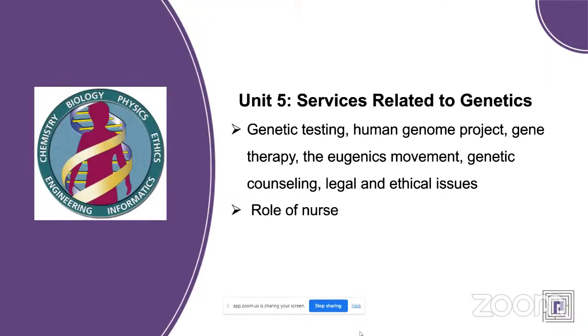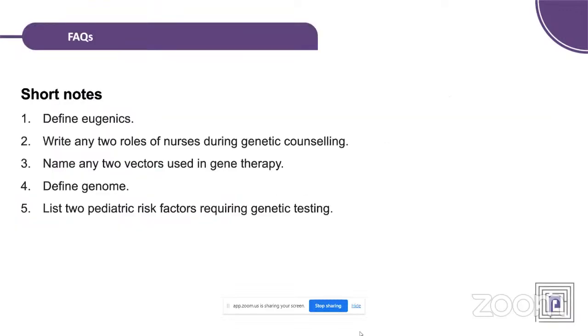So services related to genetics, genetic testing, the human genome project, gene therapy, genetic counseling, legal and ethical issues related to genetics, and the role of a nurse in genetics. All these are discussed in the last topic, that is unit 5. So these are the most important questions. Define eugenics, roles of nurses during genetic counseling, and vectors used in gene therapy.